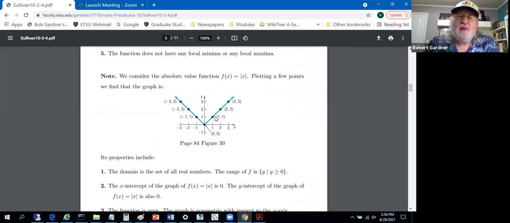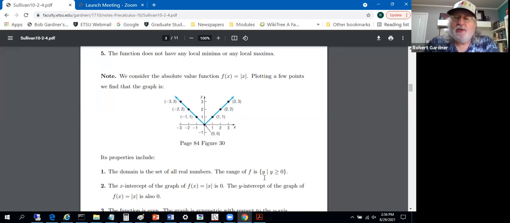Absolute value, let's plot some points. Let's plug in -3, -2, -1, 0, 1, 2, 3. From that, a pretty clear pattern emerges that we've got a line here, and the graph of the absolute value function, I suspect you dealt with before, looks like this. Domain is all real numbers. You can take the absolute value of anything. I think that's come up in a previous example.